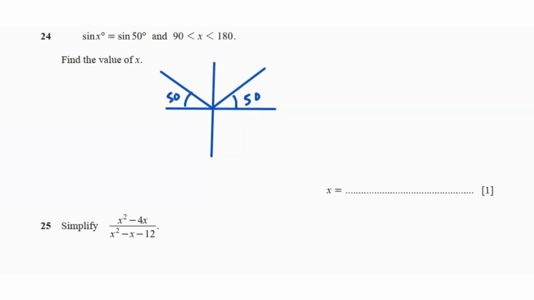They're asking us to find this value over here. So we'll do 180 minus 50, and that's going to be 130, which shows your x value between 90 and 180, and that's 130.